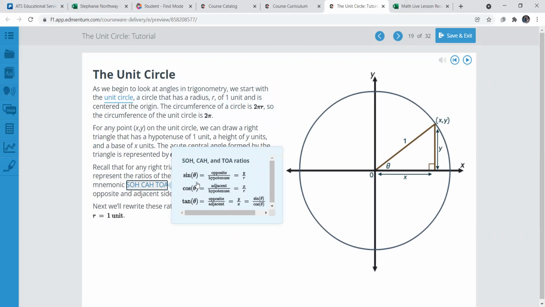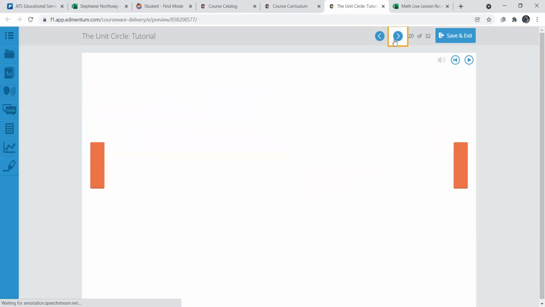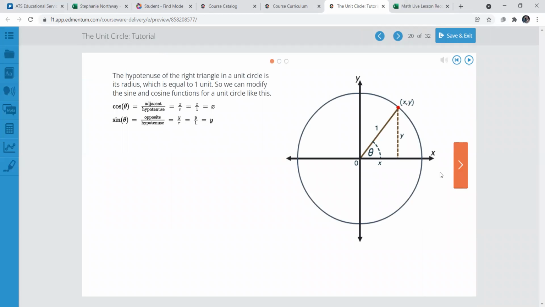So SOH CAH TOA, that's a good abbreviation. And here is how we calculate the sine, cosine, and tangent here. So these are good equations, and you'll definitely want to make sure you keep those because those will come in handy.